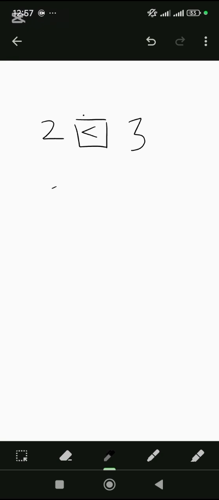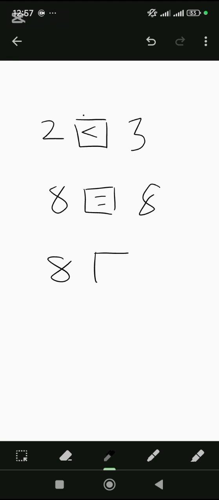If we have 8 and 8 and a bracket asking us to compare these numbers, obviously these are equal, so 8 is equal to 8. If we have the same 8 and 3 and we are being asked to compare these numbers, we know that 8 is greater than 3. So this is how we compare numbers. It's as simple as that.